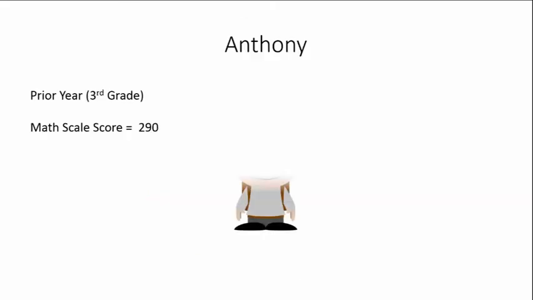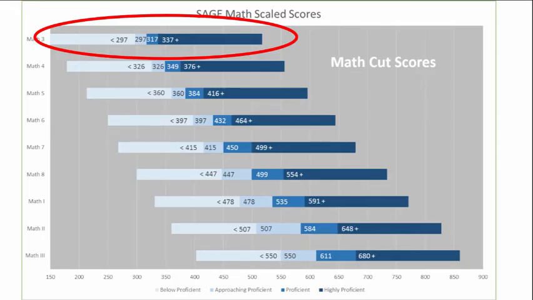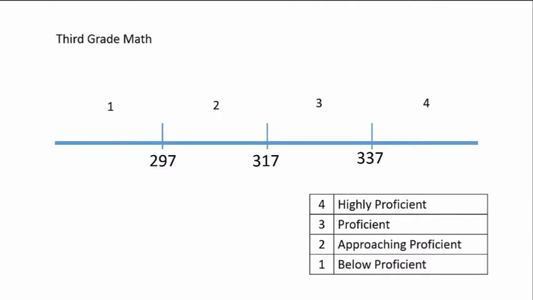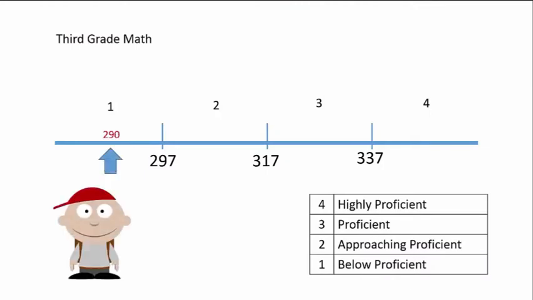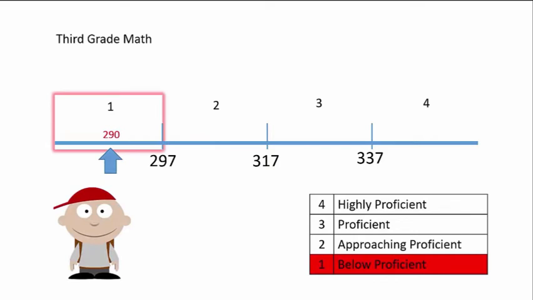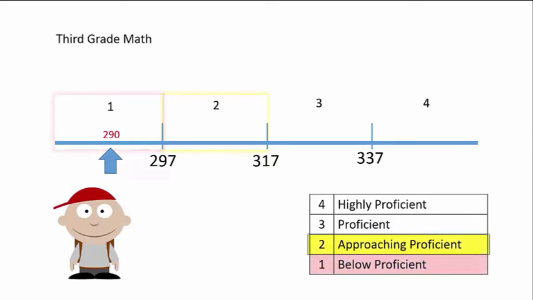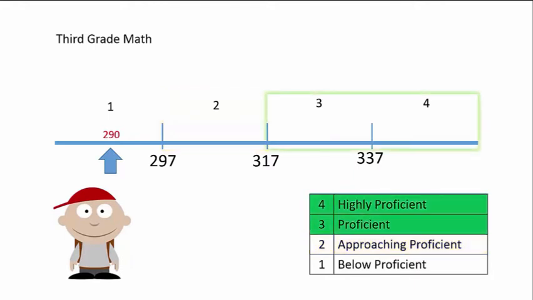Last year, Anthony was a third grader who took the statewide math test and had a scale score of 290. Looking at the cut scores for third grade math, a score of 290 is considered to be level 1, or below proficient. In a closer look, we see that Anthony's score of 290 is at the lower end of the scores. Had Anthony scored between 297 and 316, he would have been considered a level 2, or approaching proficient. A student who receives a proficiency level of a 3 or 4 is considered to be proficient.